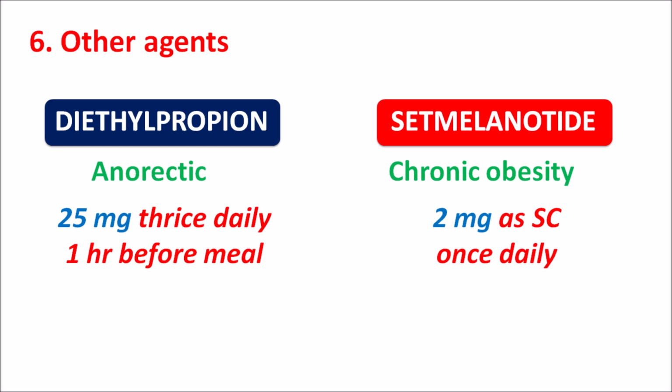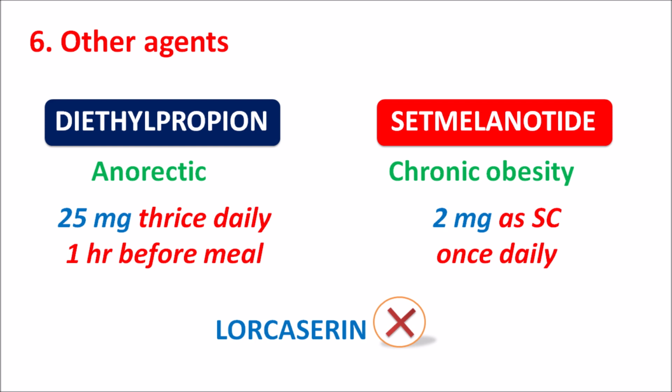Previously, one more drug was there to control the body weight, that is lorcaserin. This drug acts on the 5-HT, but nowadays this drug is not used for the management of obesity because of development of cancer. So this drug is withdrawn as an anti-obesity medication. So these are the various drugs to control the body weight in the patients with obesity and overweight.